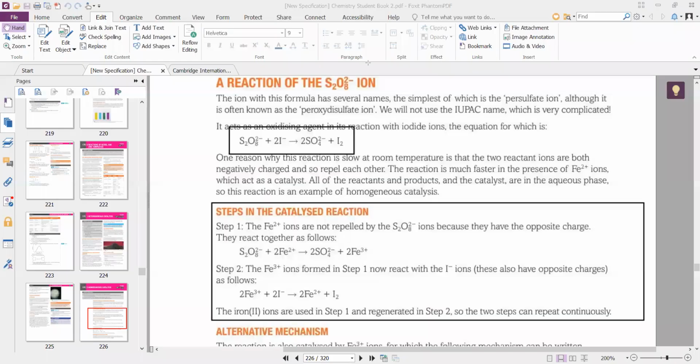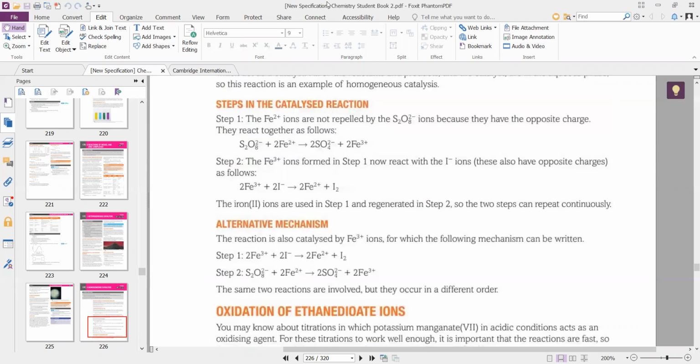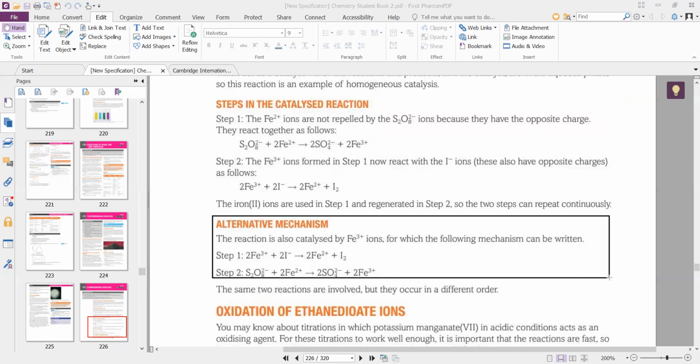Can't this reaction happen the other way around? Can't we start with Fe3+? Yes. Fe3+ reacts with I- to form Fe2+ and I2, and the formed Fe2+ can react with S2O8 2-. So the reverse is also possible. So the catalyst can be either Fe3+ or Fe2+. Copy this one as well.